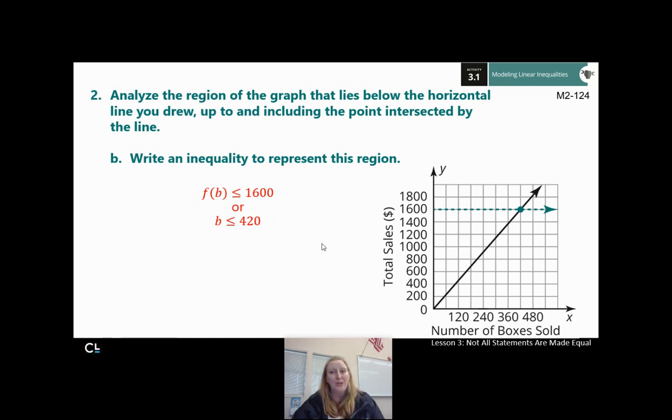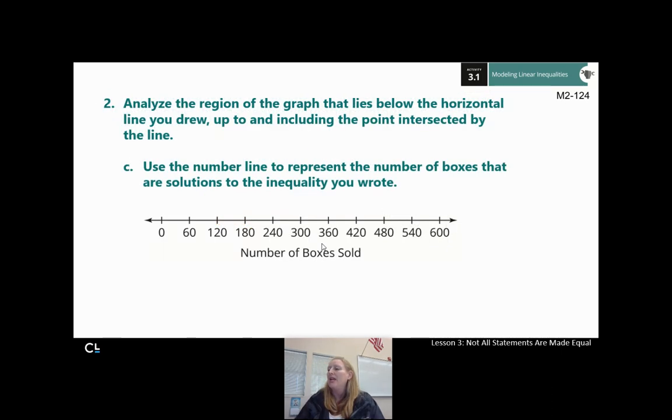And now we can graph that on a number line. So here's my number line. It is talking about number of boxes sold. So I'm going to use the B one. The whole B is less than or equal to 420. I'm going to use that one since that is the number line that we're looking at.